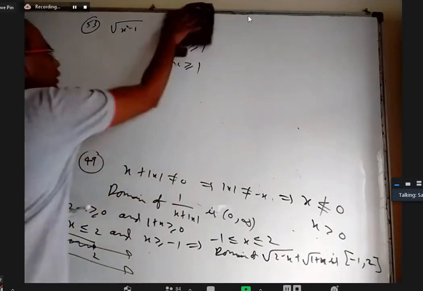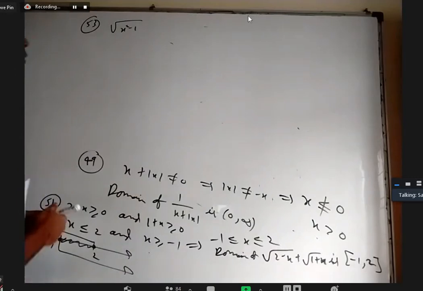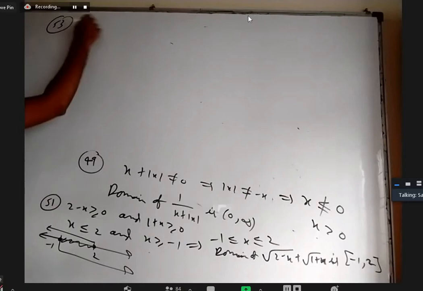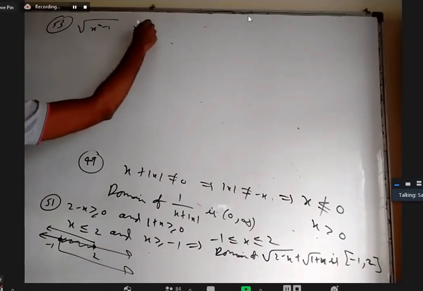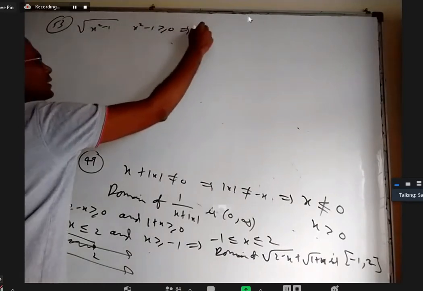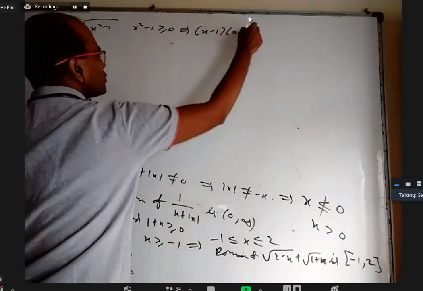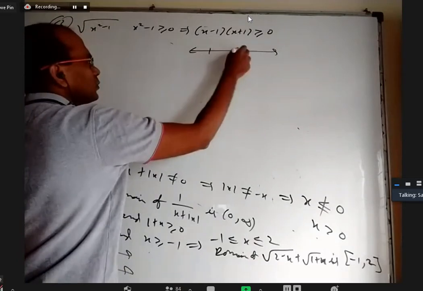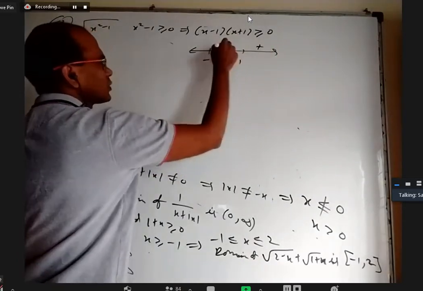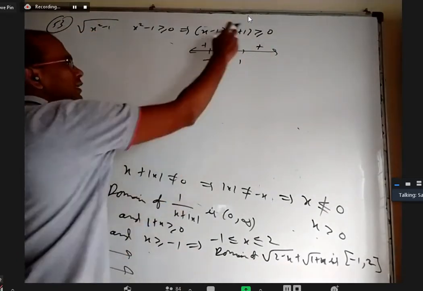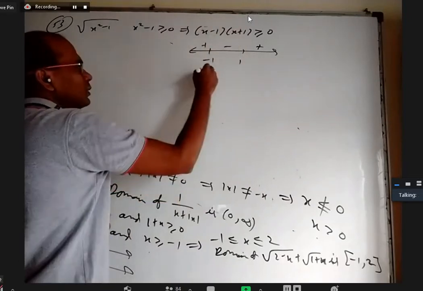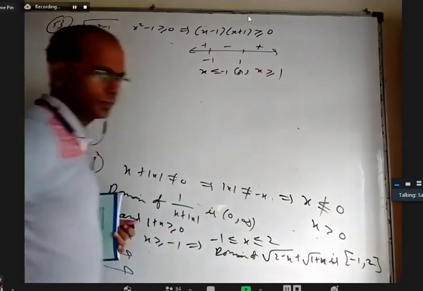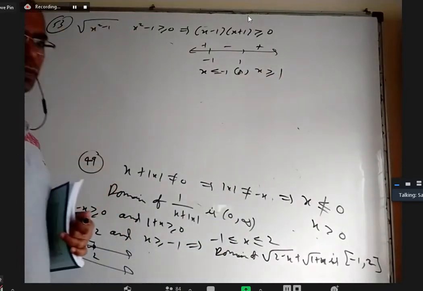So you have to factorize it first of all. For root x square minus 1, x square minus 1 greater than or equal to 0, you have to write it as x minus 1 into x plus 1 greater than or equal to 0. Take number line, minus 1 and 1. We know it is positive here, negative here, positive here. Greater than or equal to 0 is this and this region. So x less than or equal to minus 1 or x greater than or equal to 1. Minus infinity to minus 1 union 1 to infinity.